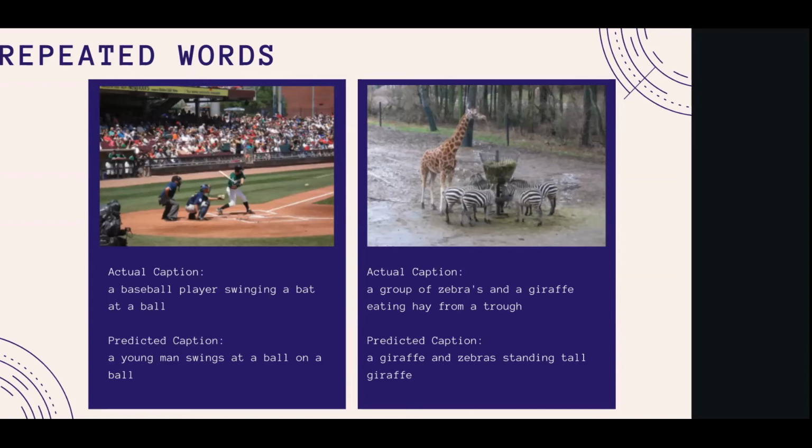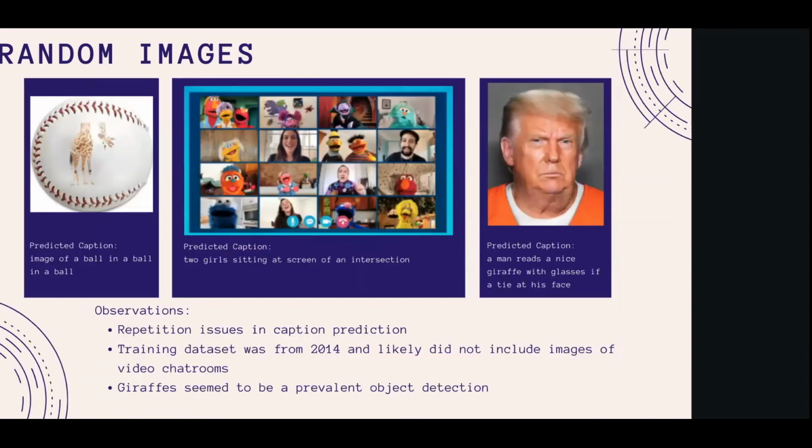So I did what any curious data scientist would do. And I looked for a giraffe baseball picture just to see how my model would do. Not great, with an image of a ball in a ball in a ball. With the other random images, the captions were also pretty bad. I'm guessing video chat room images weren't a common training image in 2014 when this dataset was created. And the picture of Donald Trump only confirms my model's bias for giraffes.